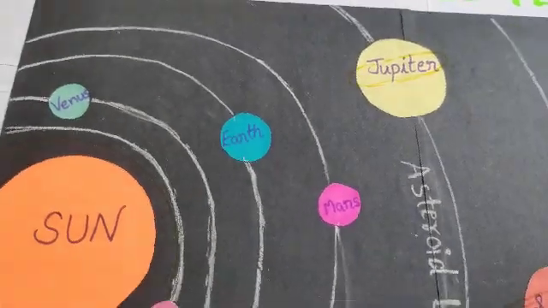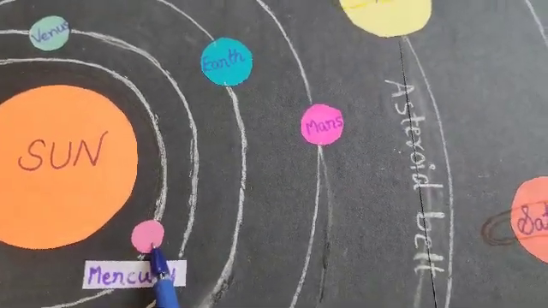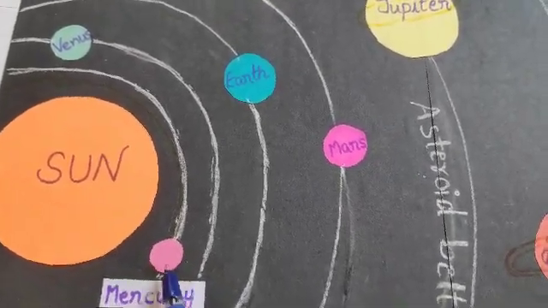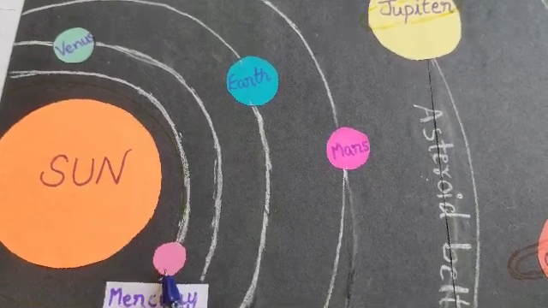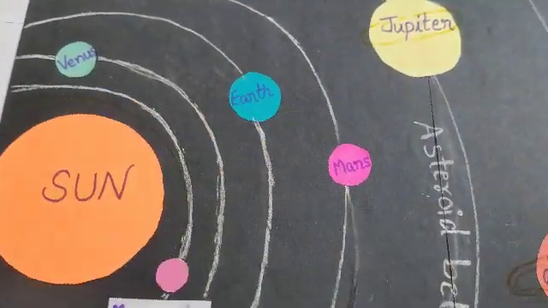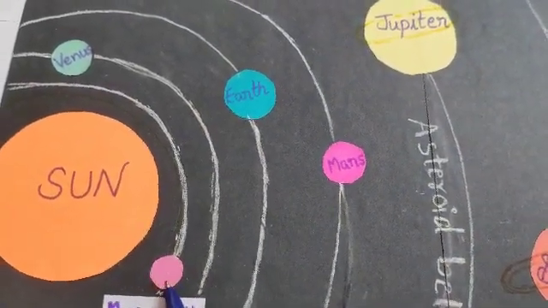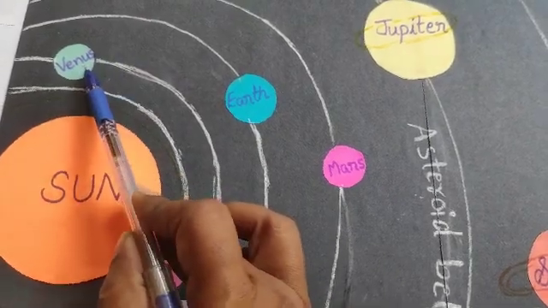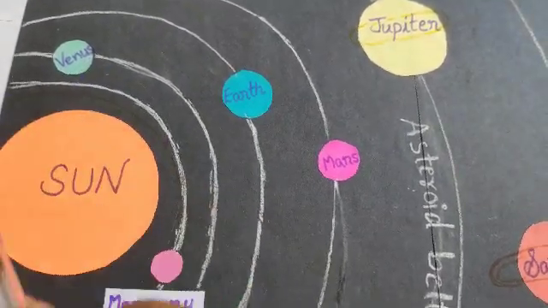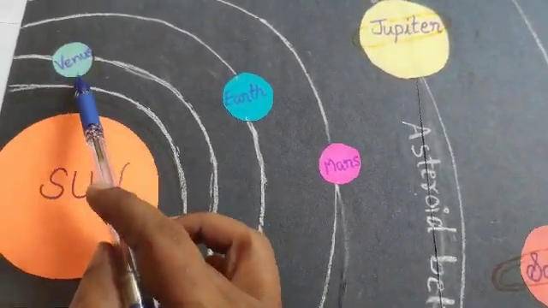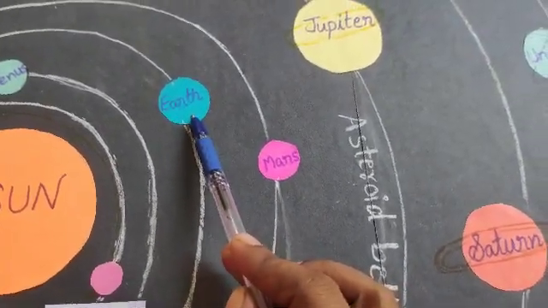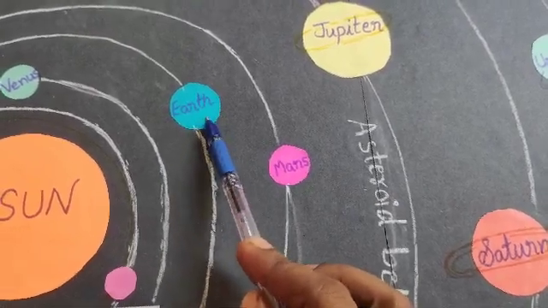Now again come to Mercury. As it is very near to the sun, it takes 88 days for one revolution. That means to make a complete spin around the sun, Mercury takes 88 days. The second one is Venus. Venus takes 255 days to complete one revolution around the sun. And our Earth, you know already, takes 365 days.